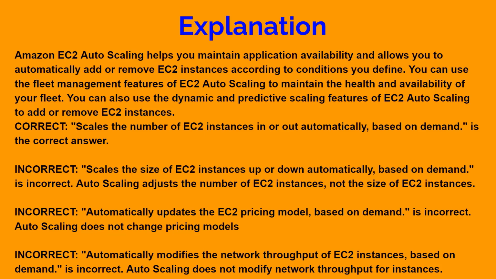Is the correct answer. Incorrect. Scales the size of EC2 instances up or down automatically, based on demand, is incorrect. Auto-scaling adjusts the number of EC2 instances, not the size of EC2 instances. Incorrect. Automatically updates the EC2 pricing model, based on demand, is incorrect. Auto-scaling does not change pricing models. Incorrect. Automatically modifies the network throughput of EC2 instances, based on demand, is incorrect. Auto-scaling does not modify network throughput for instances.